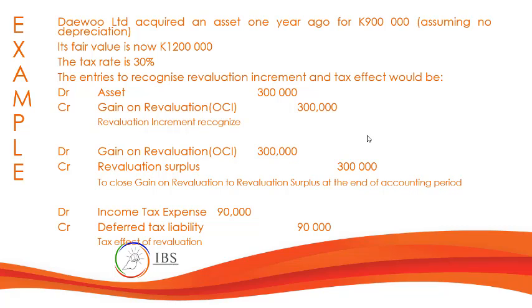Now, the second journal entry here, I just want to point out, will be done at the end of the accounting period. This is the closing entry. So debit gain on revaluation and then credit revaluation surplus, 300,000. After that, you will recognize the deferred tax liability. So debit income tax expense and credit deferred tax liability. We have 90,000 kina here. That 90,000 kina, if you multiply 300,000 kina by 30%, you have the product of 90,000 kina.